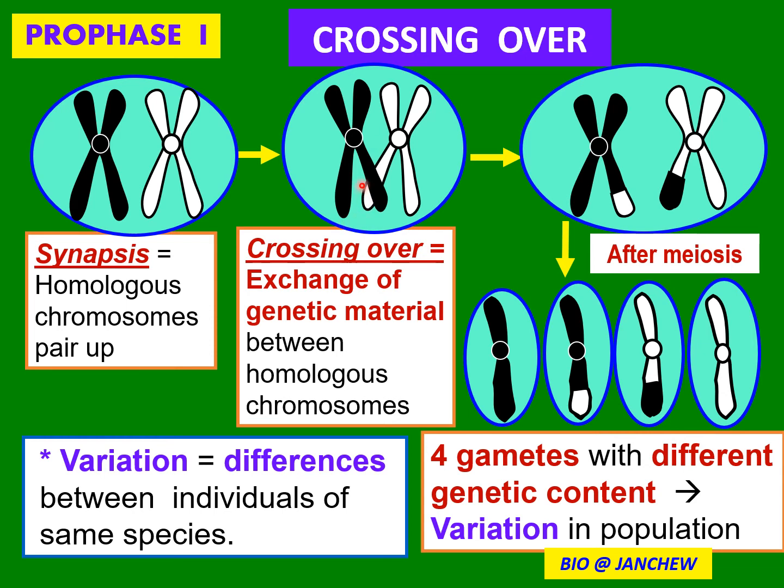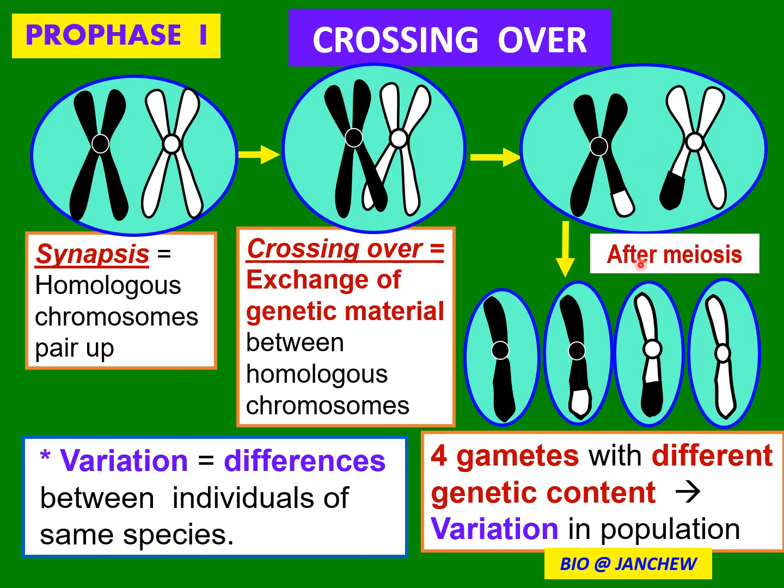Okay, so at the point where they touch, where the non-identical chromatids touch, that means a chromatid from the paternal chromosome touches the chromatid from the maternal chromosome. Then at the point where they touch, that means the chiasma here, they will break off and join to the other chromatid. So at the end of crossing over, we find that this chromatid here has joined to a segment of the maternal chromosome, and here a segment of the paternal chromosome has joined to the maternal chromosome.